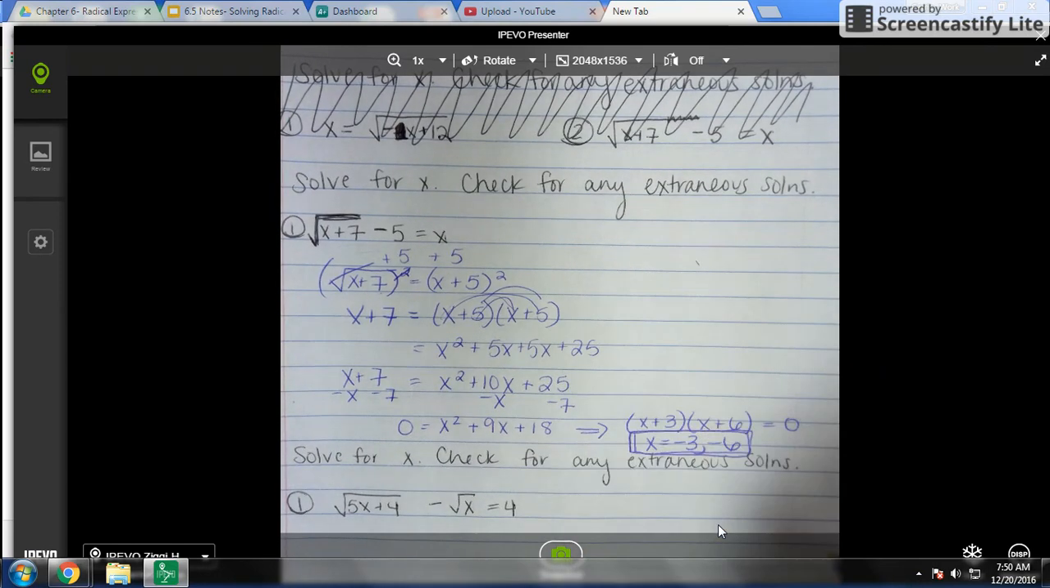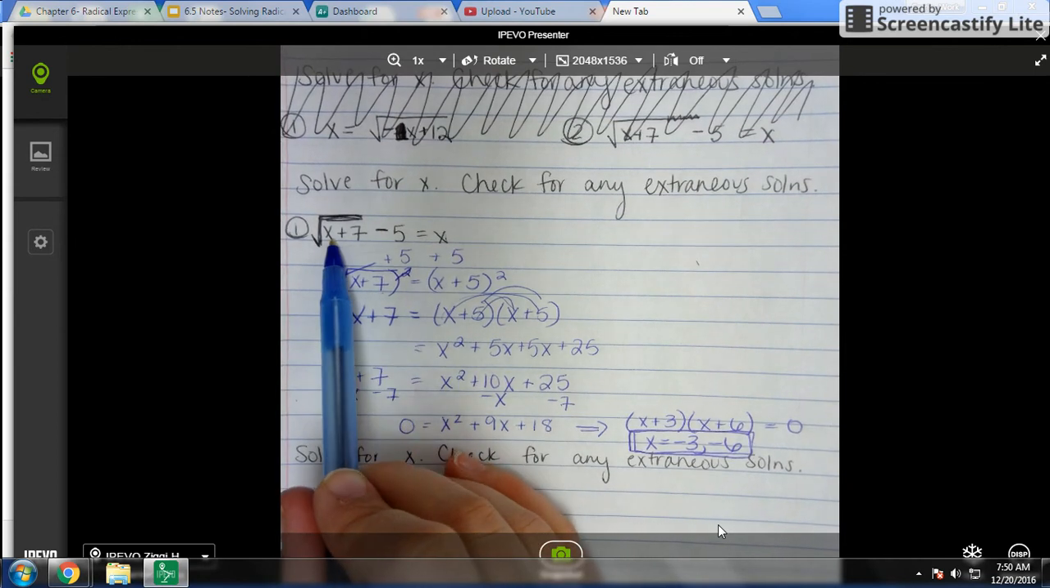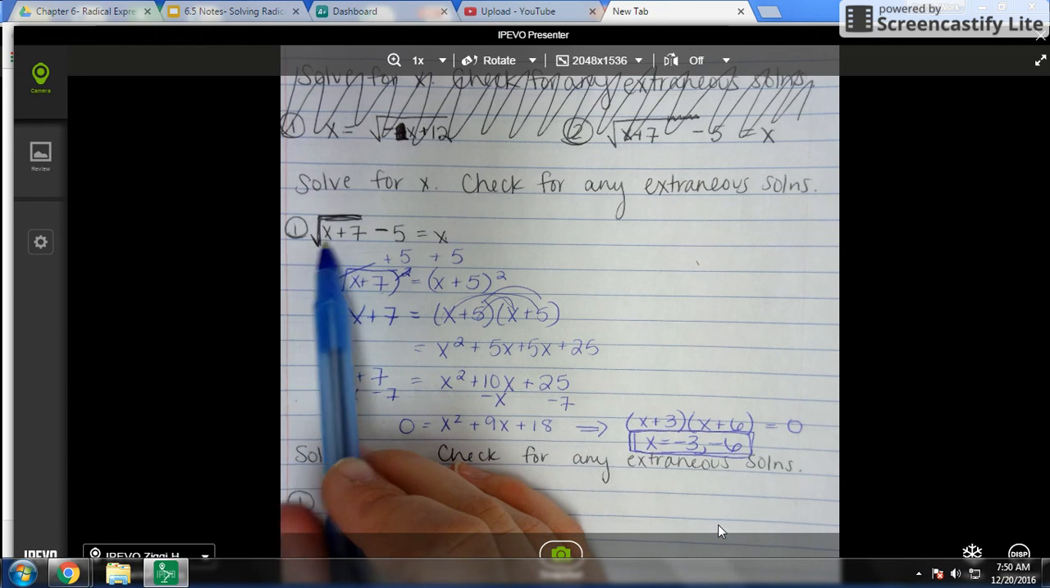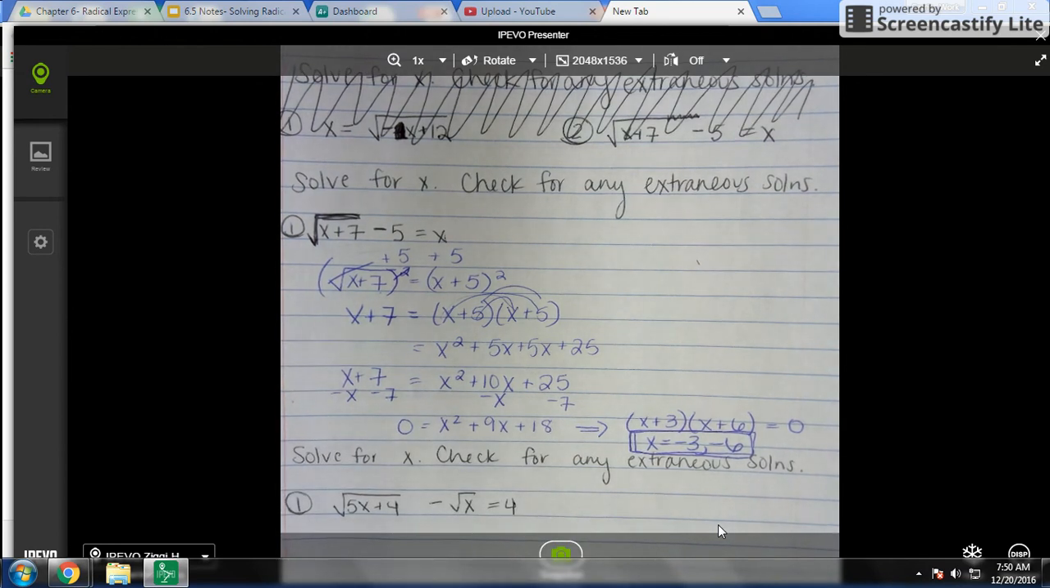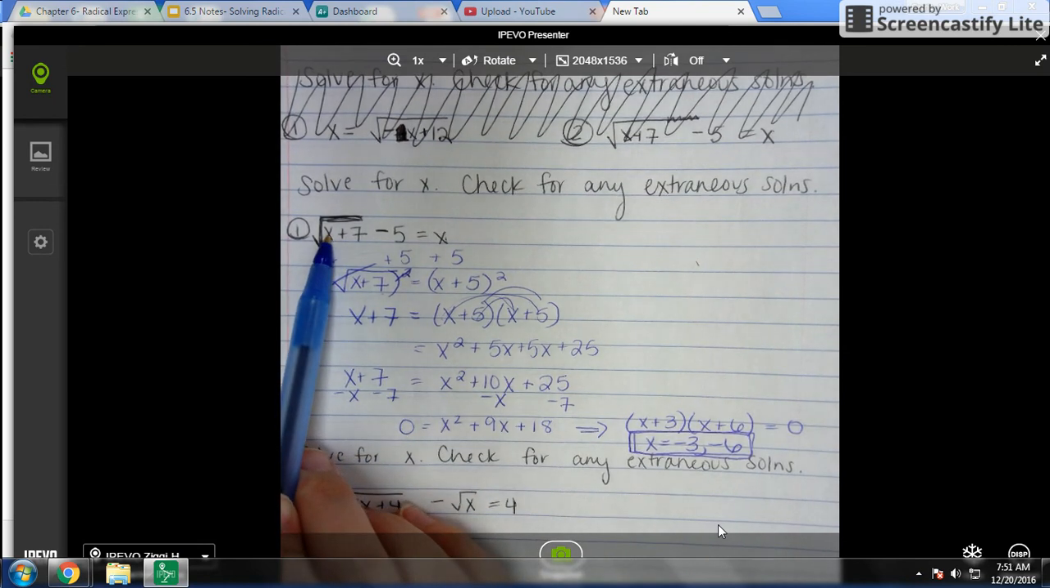Now it says check for extraneous solutions because since we have an x on both sides of the equation and we're squaring, we could be violating different sign properties here. Remember, if we have a radical, then we have to make sure that there's not a negative under the radical.